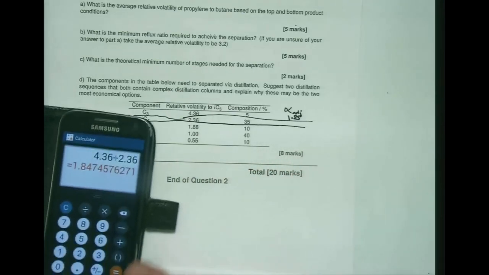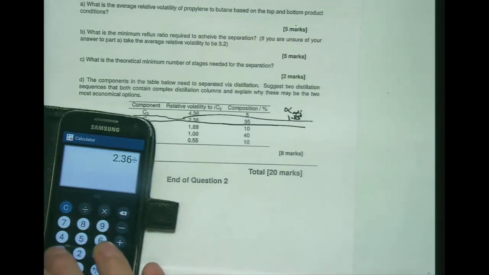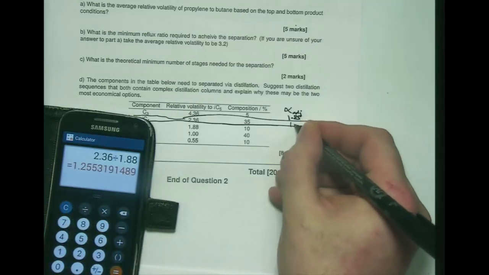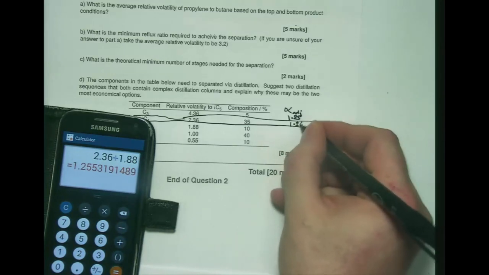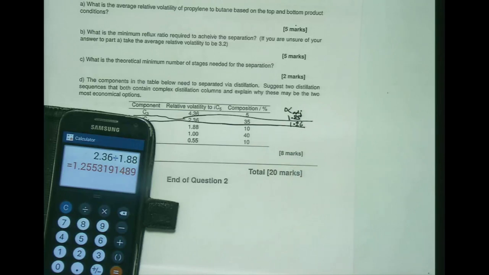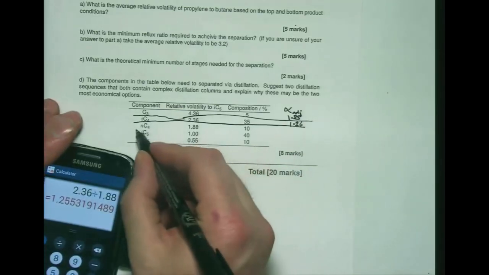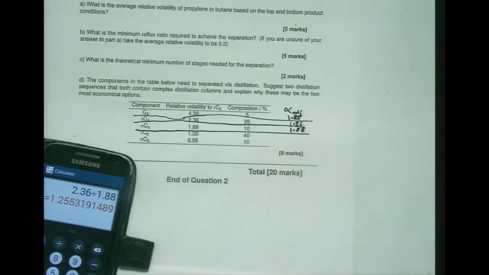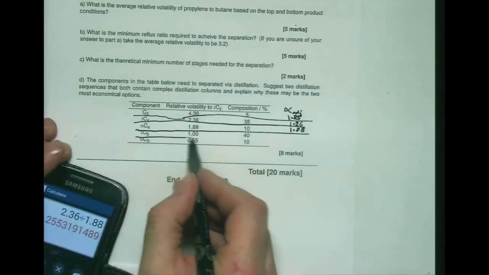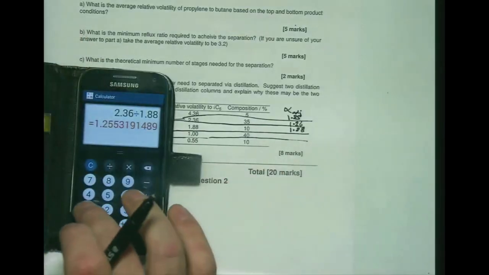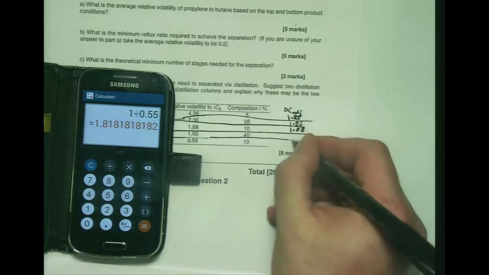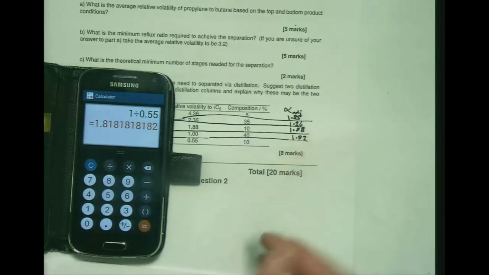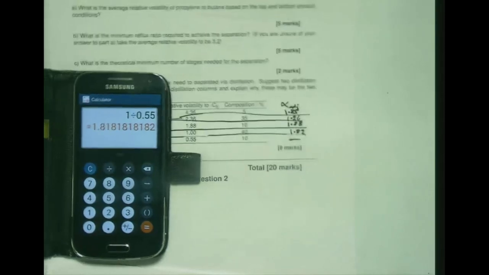Next one is, that's one, so that's the relative volatility of IC4 to NC4. Then this one I can do without a calculator because it's 1.88 divided by 1. So that's the relative volatility between NC4 and IC5. And then we don't have one for our last component.